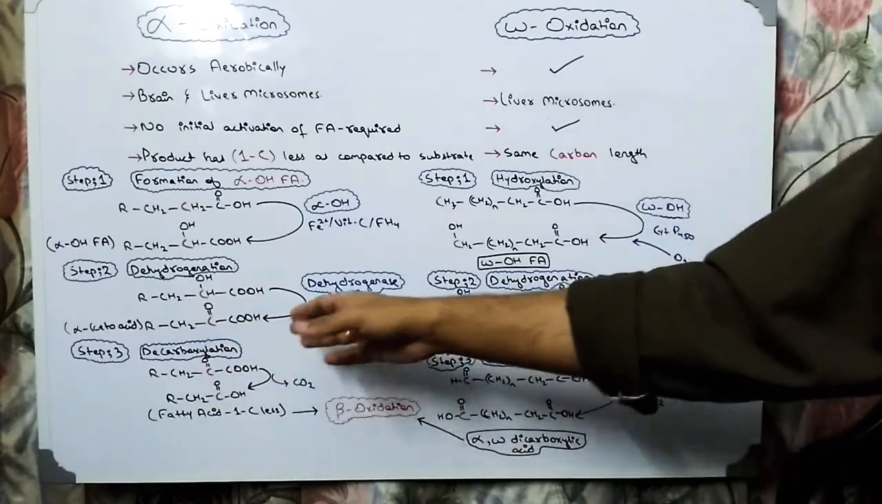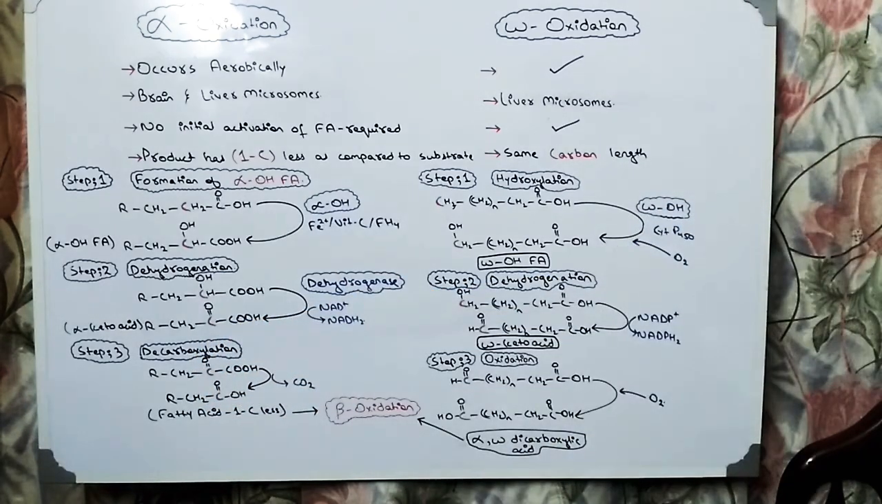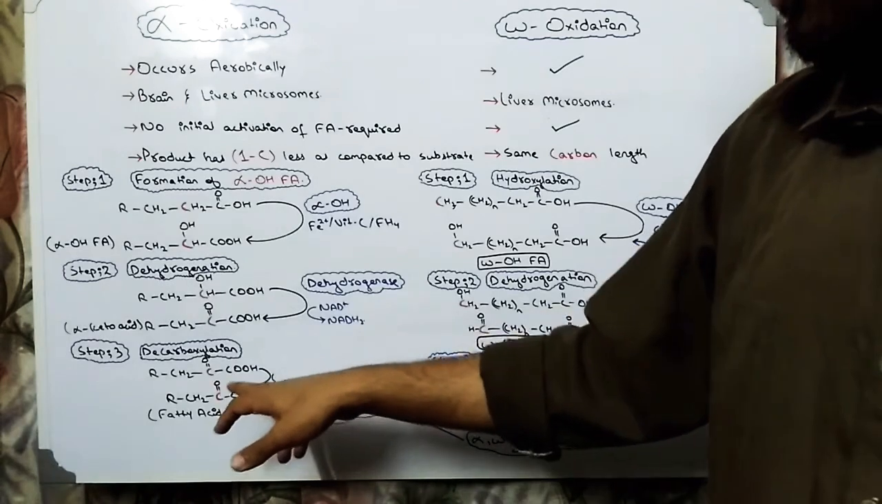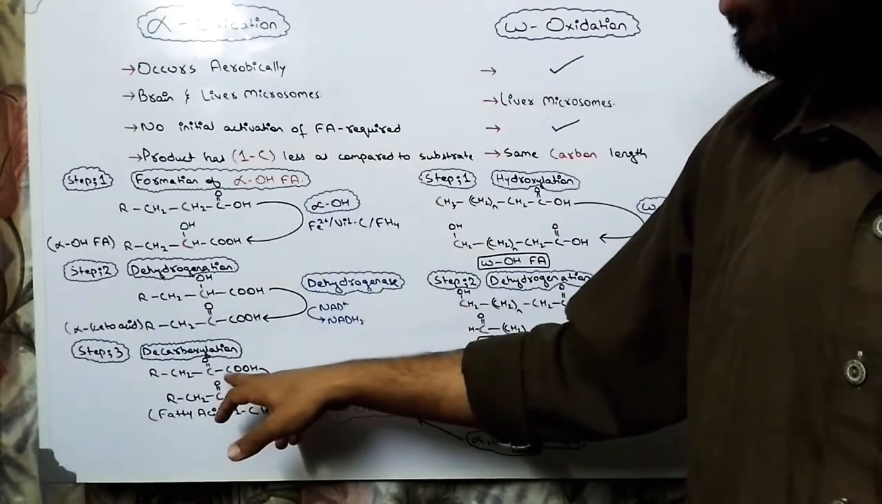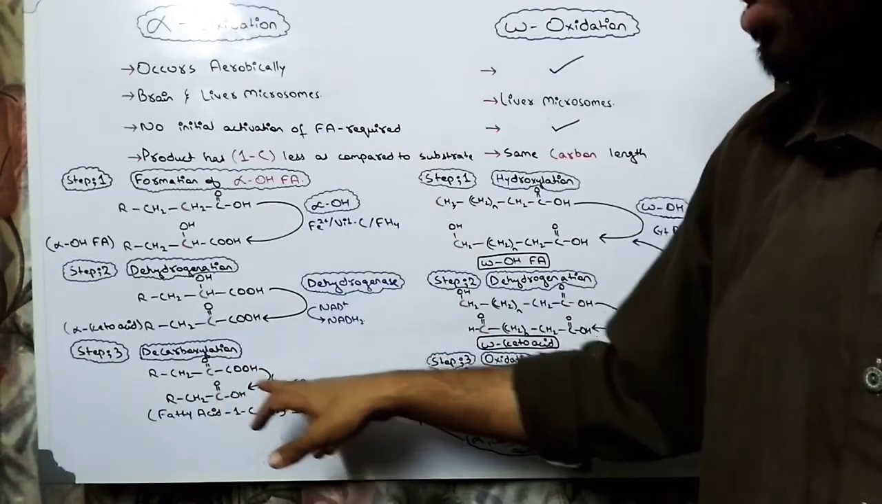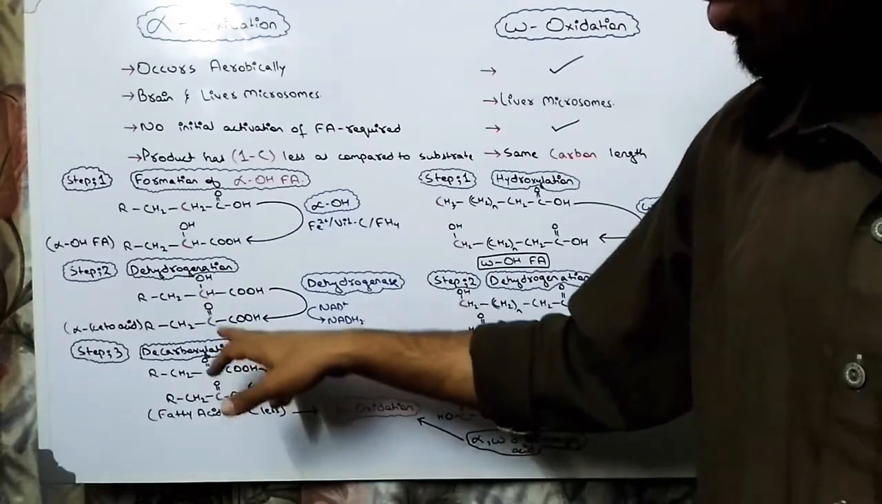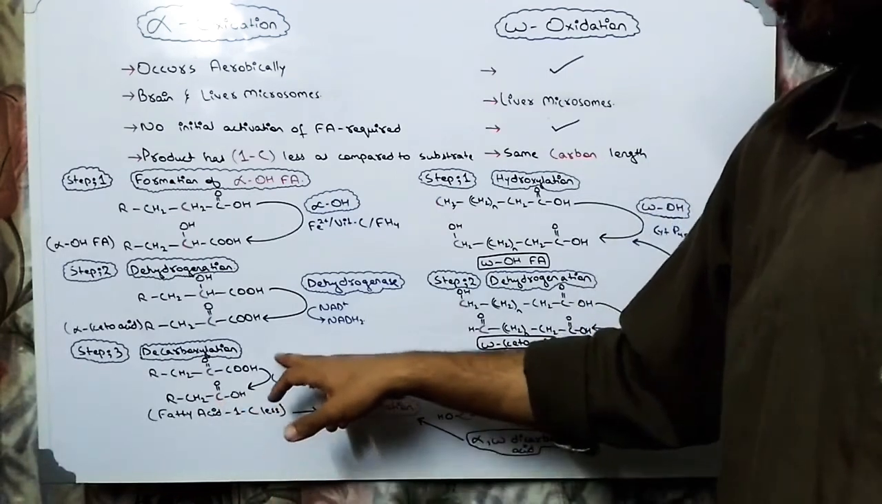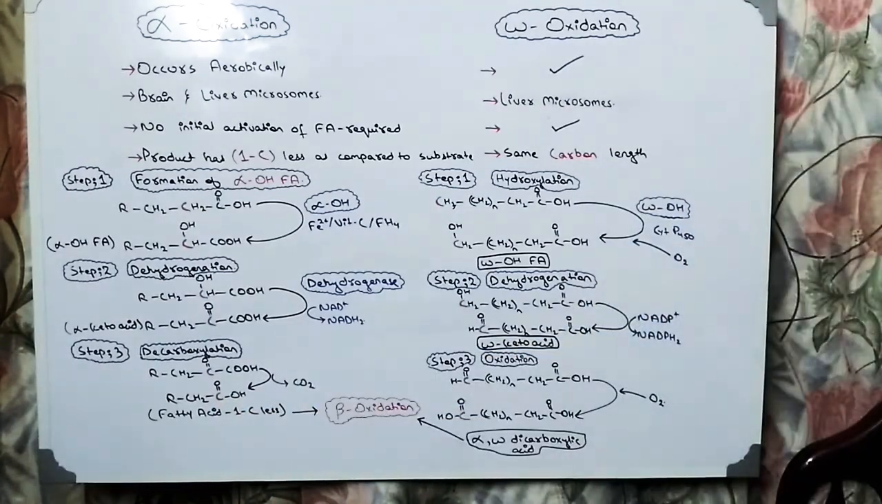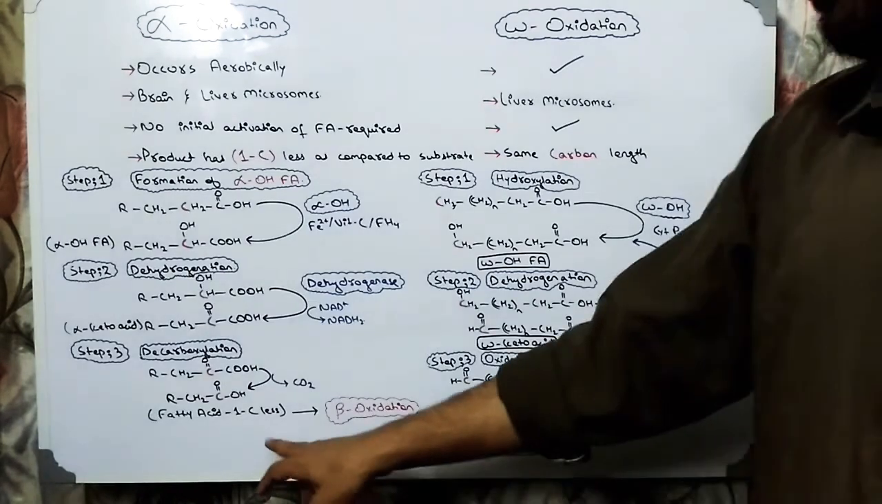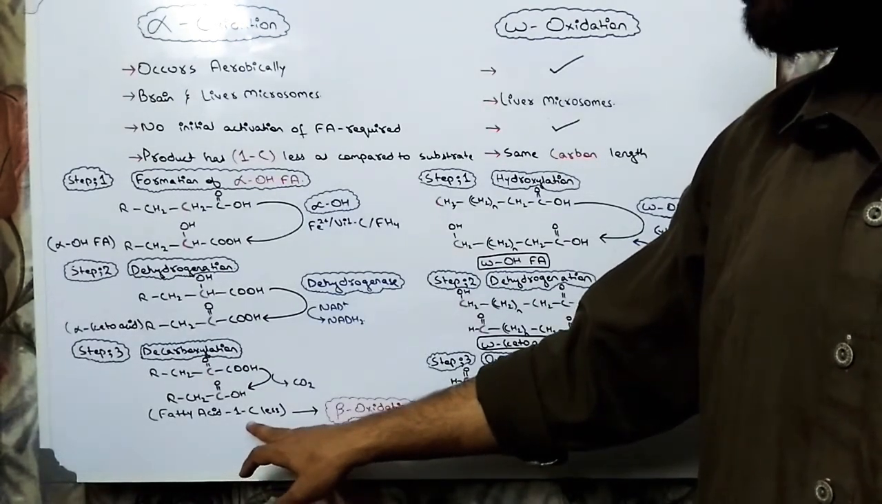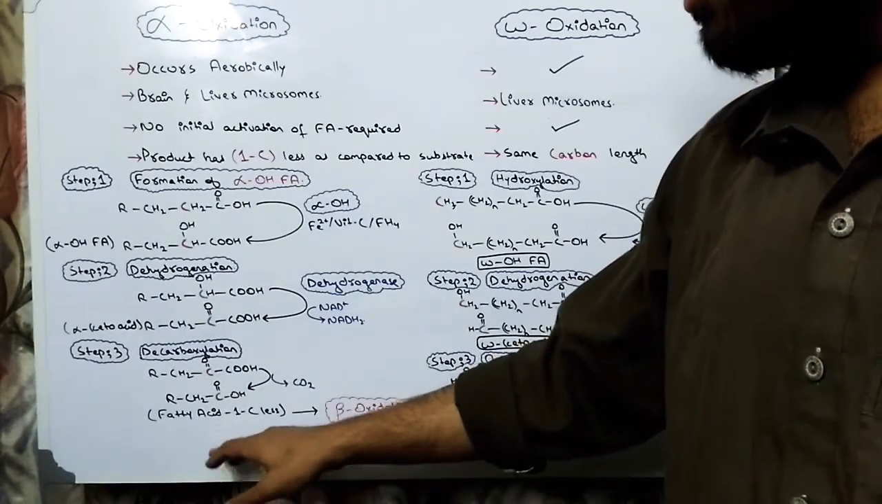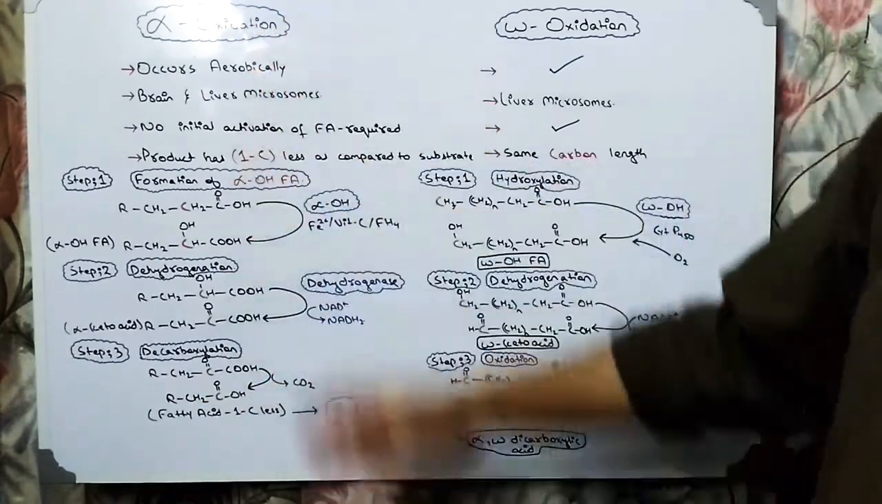The third step, which is unique to alpha oxidation and due to which its product has one carbon less than its substrate, is the decarboxylation step. It results in the removal of this carboxyl group as carbon dioxide, and the keto group becomes the carboxyl group. This occurs spontaneously, no enzyme is required, and the final product of alpha oxidation is formed, that is a fatty acid having one carbon less as compared to its substrate.